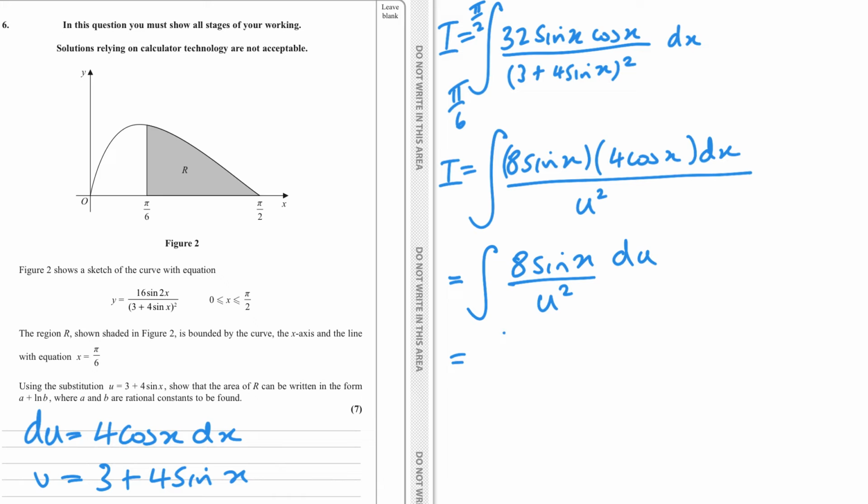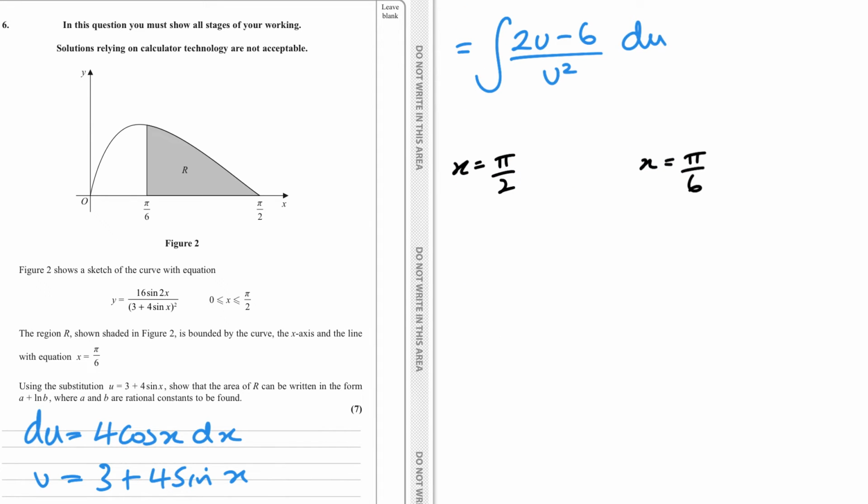So now my integral is 2u minus 6 over u squared du. So we're pretty much ready to go. There's one more step that we need to sort out, and that's my limits. So my limits here, pi by 2 and pi by 6, they are limits in terms of x. I need them in terms of u. So I'm just going to give myself a bit more room and then I'll show you that one. There we are, a bit more room.